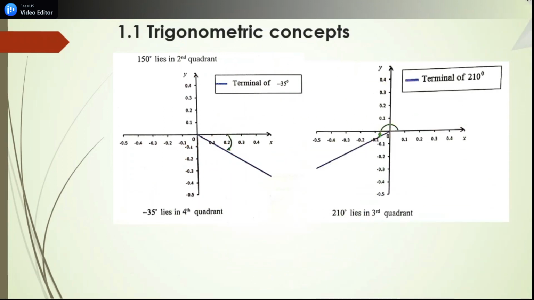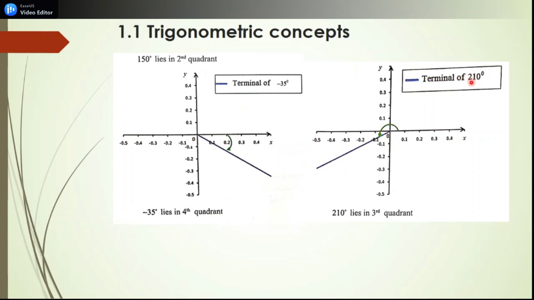Second one, we have negative 35. Negative 35, we draw our angle in the negative direction. It is located in the fourth quadrant. This is the fourth quadrant.